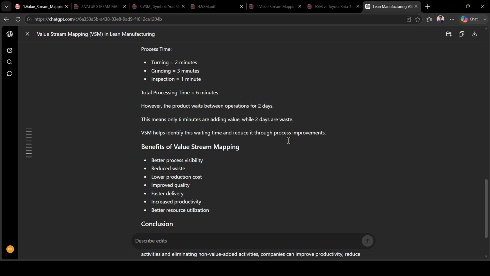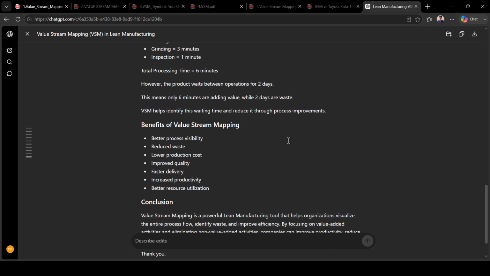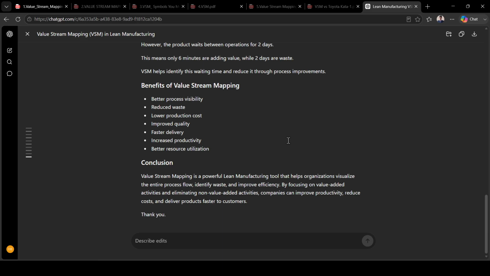Then benefits of value stream mapping: bottleneck visibility, reduce waste, low production cost, improve quality, faster delivery, increase productivity, better resource utilization.